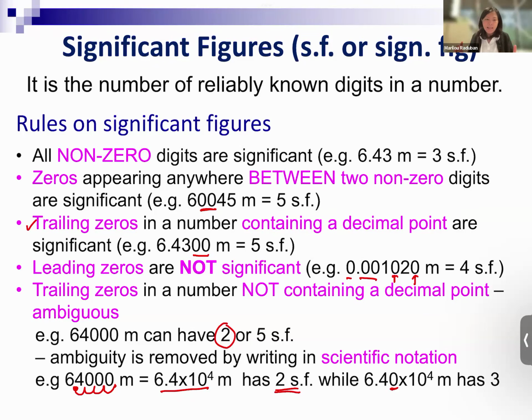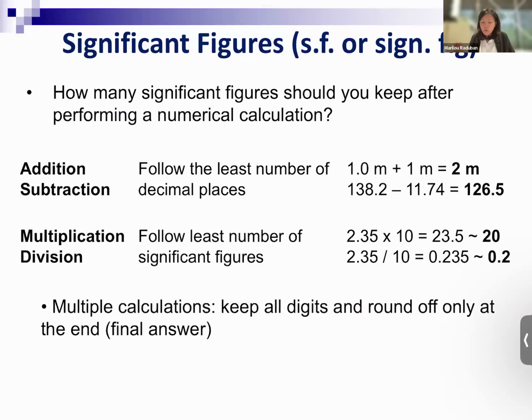But then again, in the test, as I said, we will specify how many significant figures we want you to consider in order to remove the ambiguity. It's usually when we add or subtract. Well, maybe the question is, why is it important to know the number of significant figures?